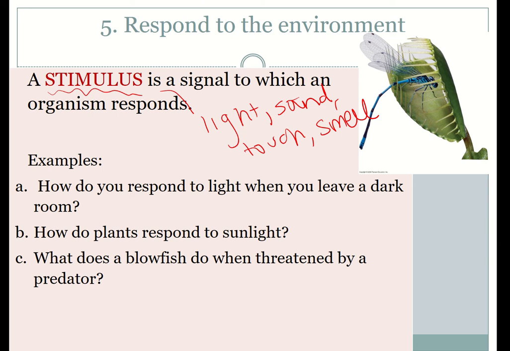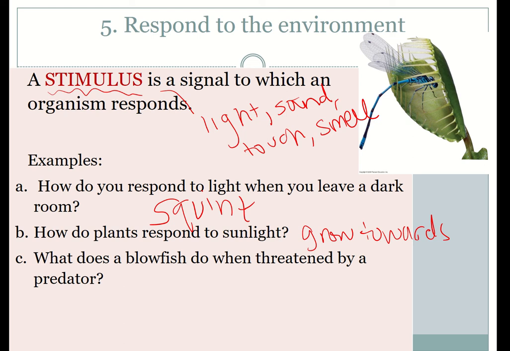So when you leave a dark room, you go outside and you see the light. A lot of times you might have said you squint, okay? So we squint in response to that, okay? Our eyes are kind of trying to adjust to the light. Plants usually respond to sunlight as they usually grow towards it, okay? You can see this if you've ever put a plant in front of a window. Eventually, after a few days, the leaves will start to actually grow towards the light.